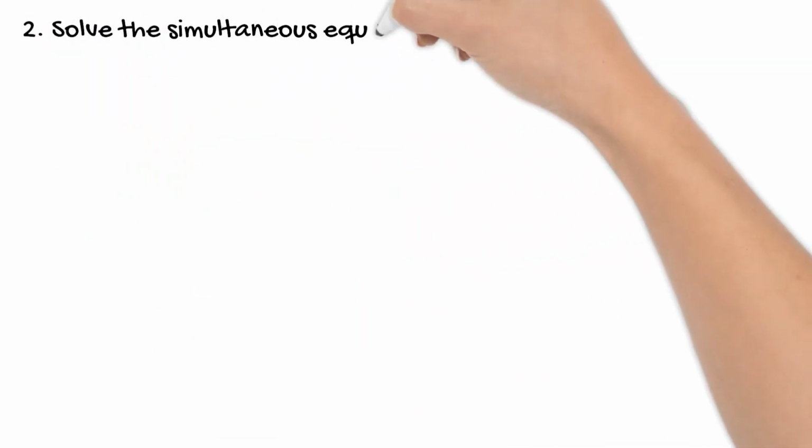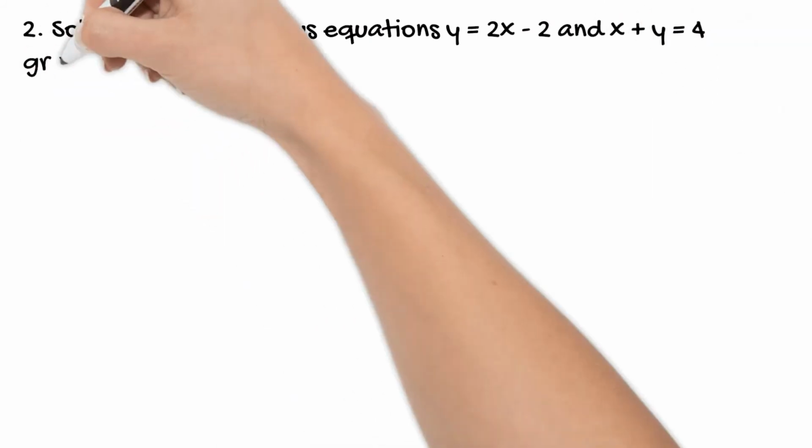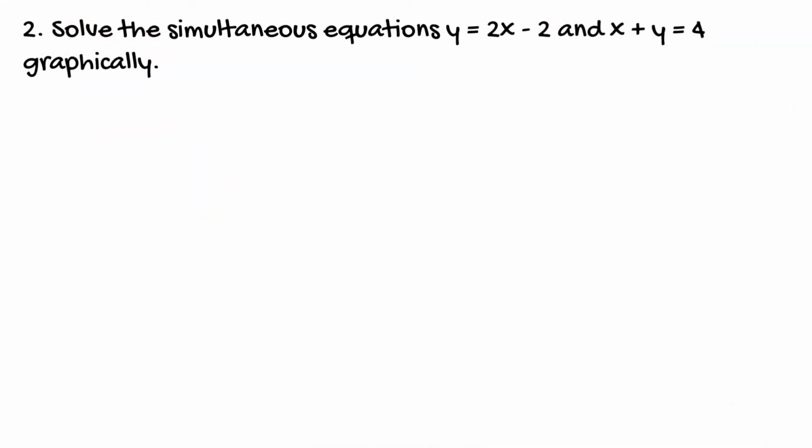For our second example, we're being asked to solve a pair of simultaneous equations graphically. It's important, if you're asked to solve them graphically, you must draw a graph. It's not a case of, oh, I can kind of work out what x should be and what y should be for both of those. You won't get any marks if you don't solve it the way the question has asked you to.